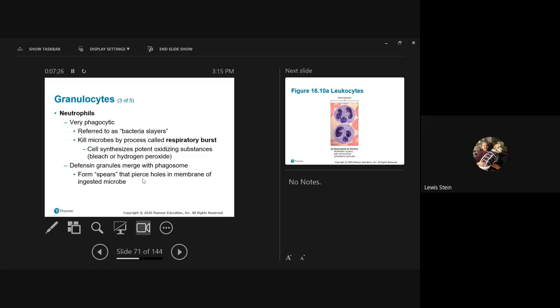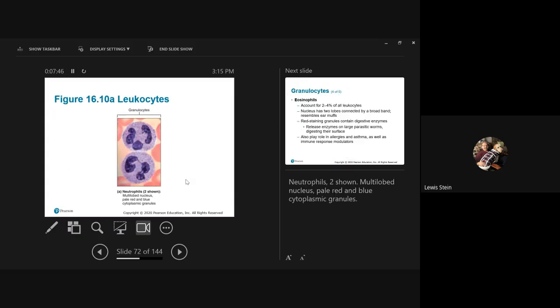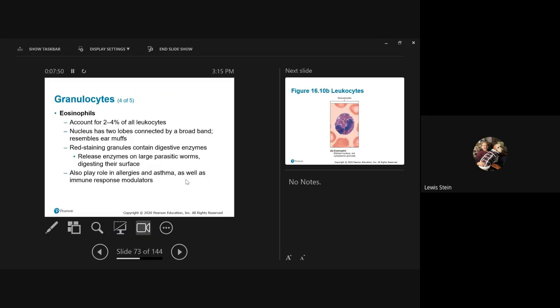Okay? Defensin granules merge with the phagosome, little spears that poke holes, and then it's amazing that a cell does this. It pokes holes with it, and then it shoots toxic derivatives of oxygen. I wish I had thought of that. Really, I say it facetiously, but it's absolutely true. How clever is that? So now you can see what they look like.